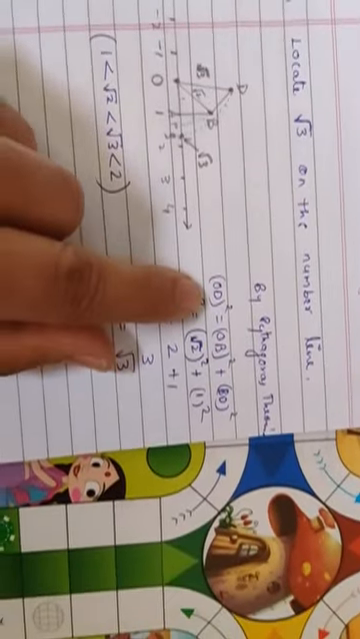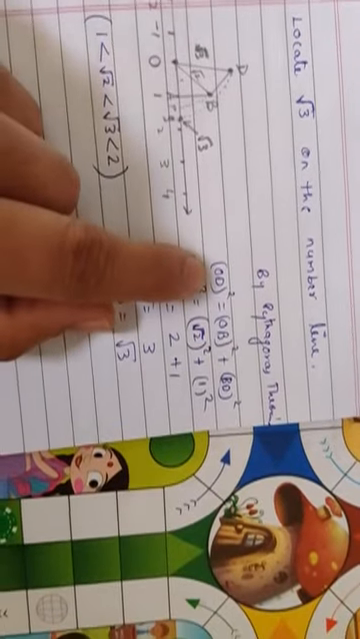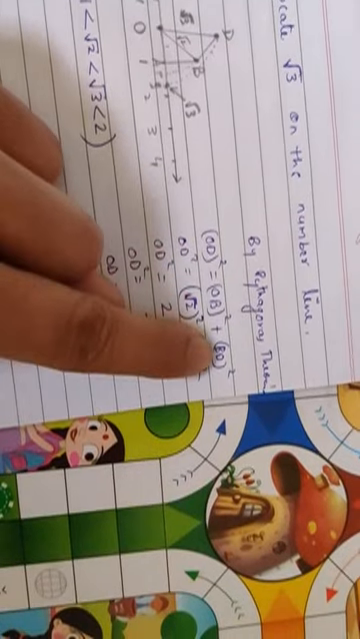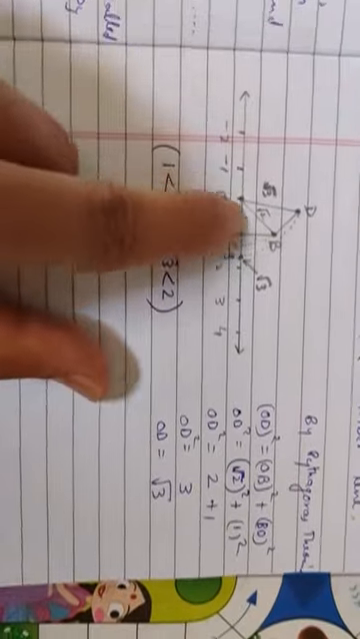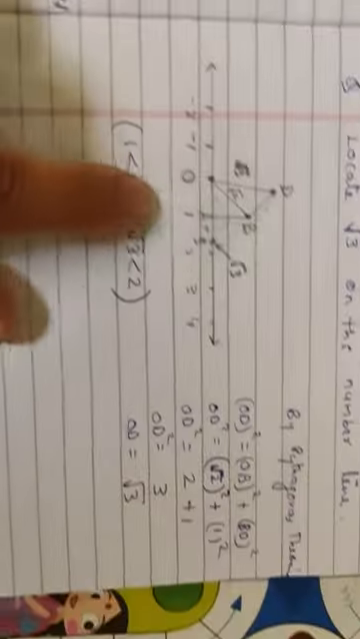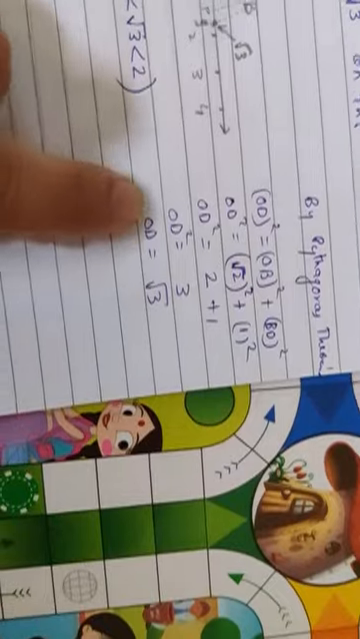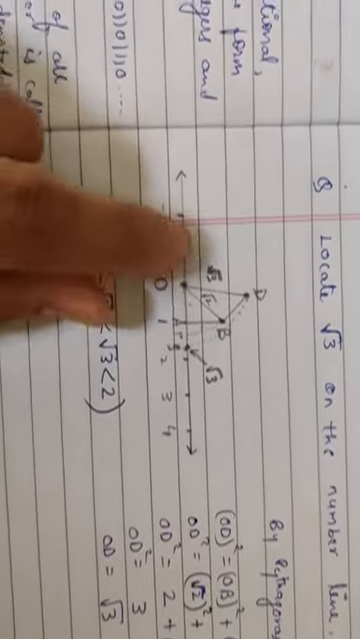How? Because of the Pythagoras theorem. You can see OBD is a right angle triangle again. So OD square equals OB square plus BD square. Hypotenuse square equals perpendicular square plus base square. Now we solve it. OB is root 2, as we found before. So root 2 square plus 1 square, that means 2 plus 1 equals 3. So OD would be root 3. The distance of OD would be root 3.